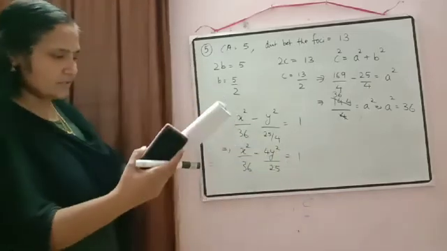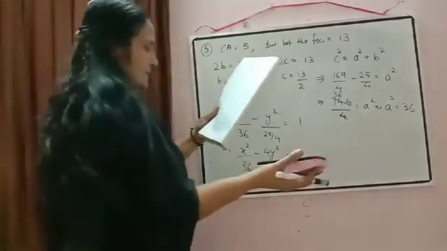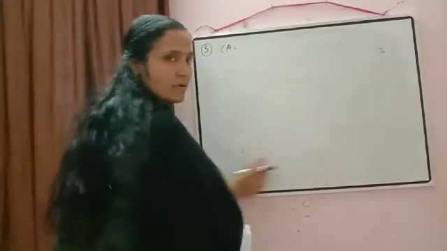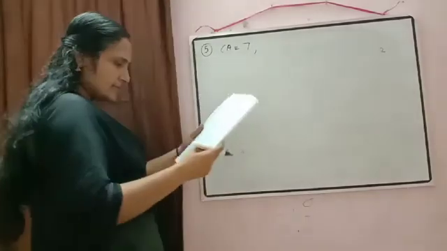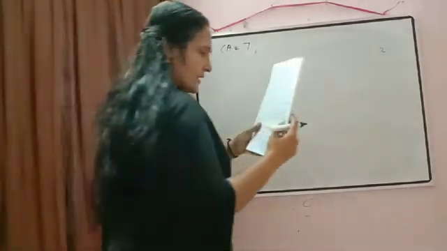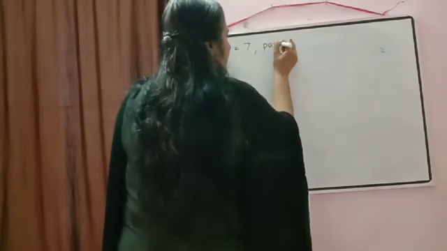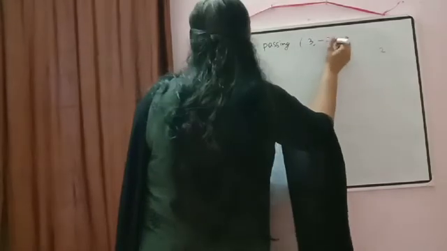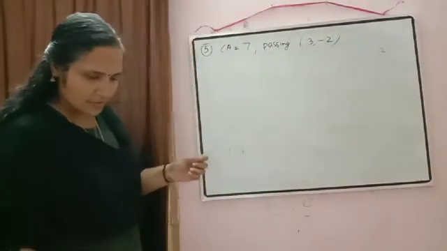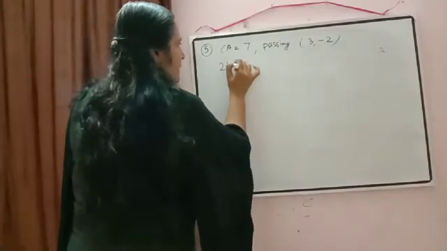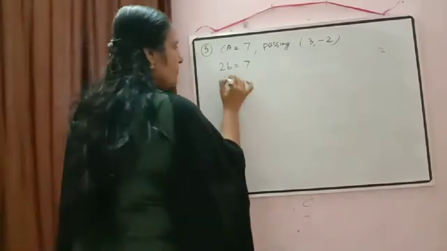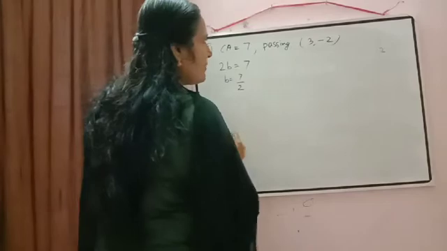Now write down the next question. Length of conjugate axis is equal to 7 and passing through 3 comma minus 2. It is written here, passing through the point 3 comma minus 2. Conjugate axis means, again, what is given? 2b. 2b is equal to 7. So from here we are getting b is equal to 7 by 2.